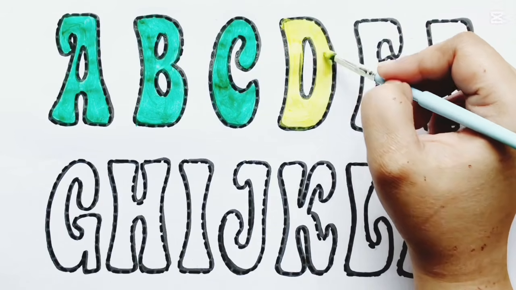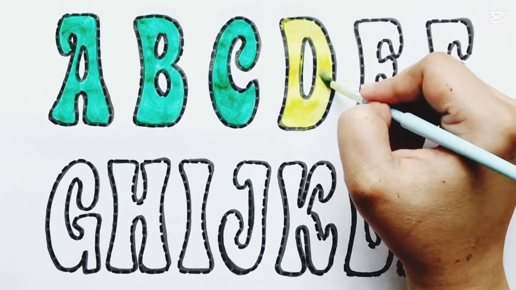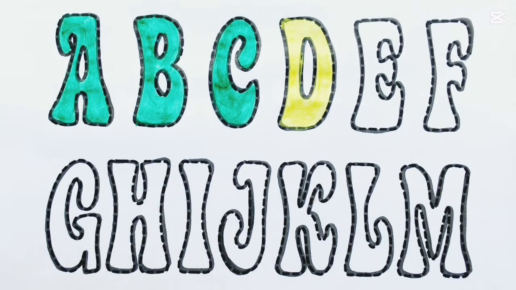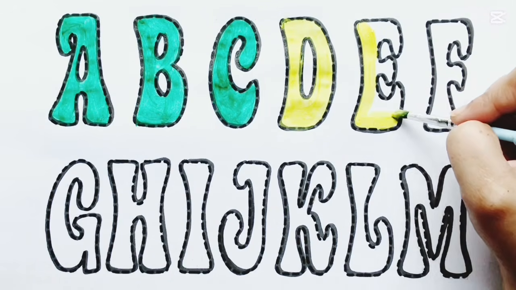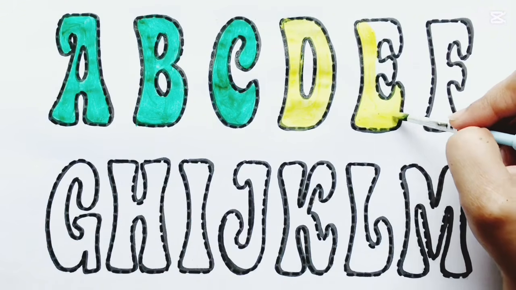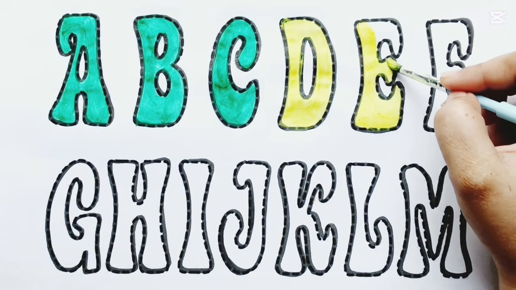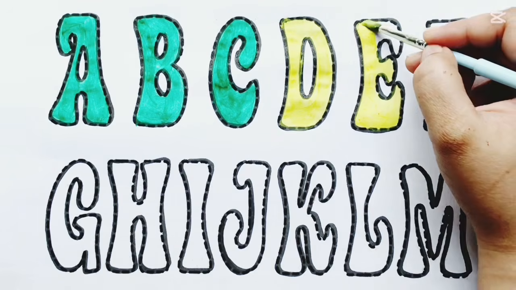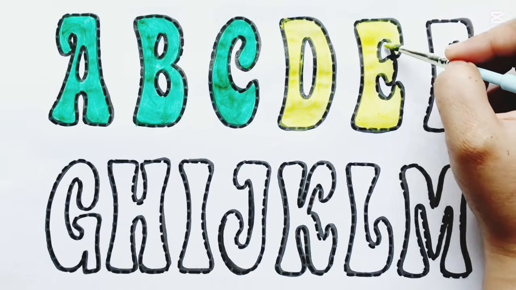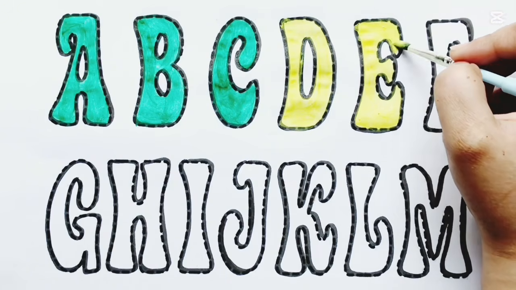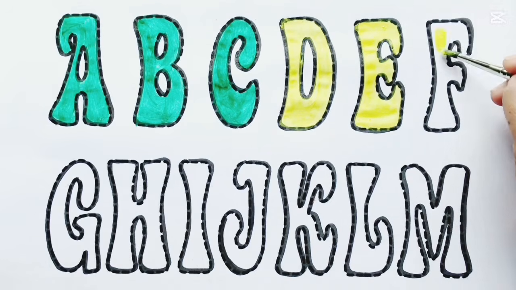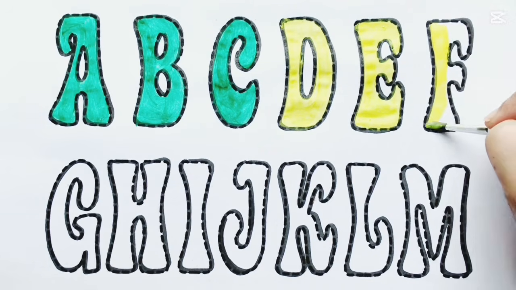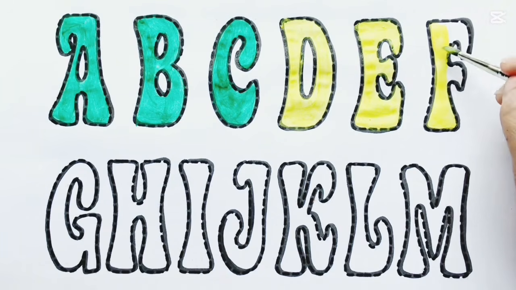Apple, angel, address, animal, answer, April, autumn, E for ambulance, elephant, arrow, alligator, ant, amazing art. Apple, angel, address, animal, answer, April, autumn, F for flag. Airplane, arrow, alligator, ant, amazing art.